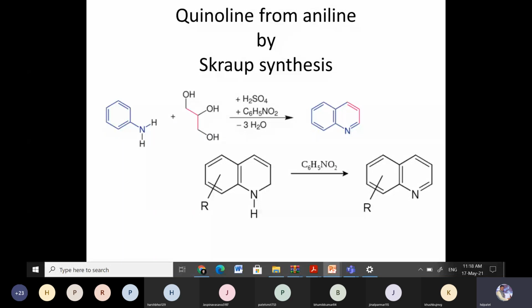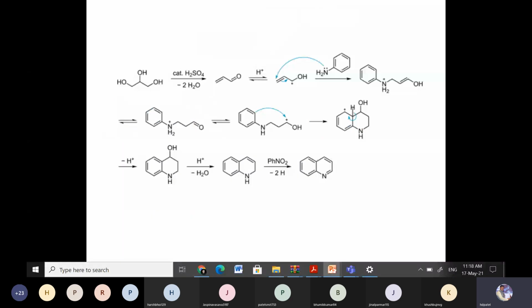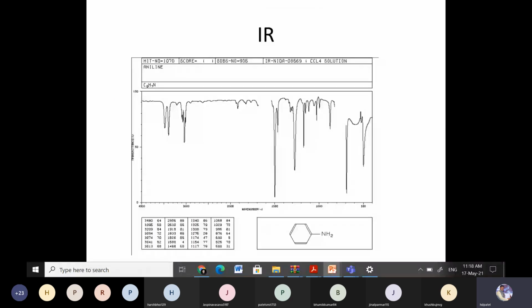So as I said, what we have to check is NH2 first. If NH2 is there, then this is the pattern for NH2. Here you can see the pattern for NH2 clearly. Now, when we are comparing the IR spectra of quinoline and aniline, we have to check whether this peak is present or not. If this peak is not present, it means the conversion of NH2 to another group has taken place. So let's see what happened.